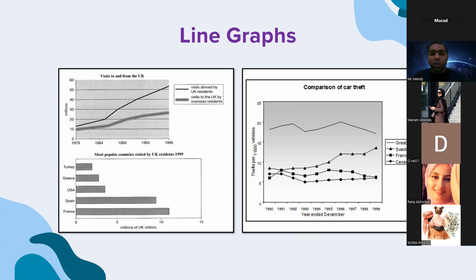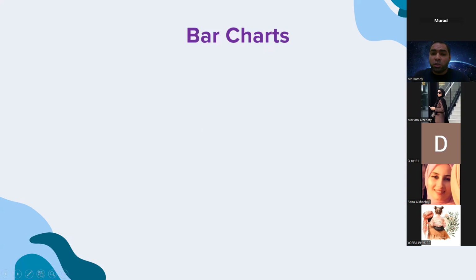This is what we mean with the word line. It has a line or it has lines, okay? That shows comparison between two or more things, okay? So this is the first part, which is line graphs. What about the bar graphs?